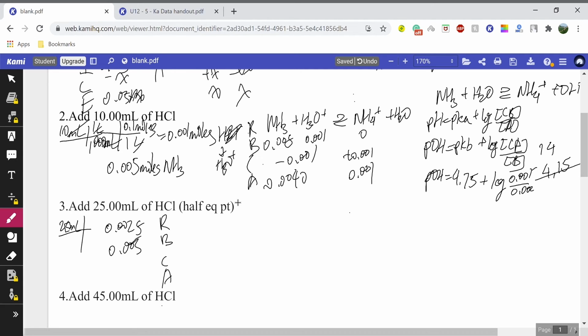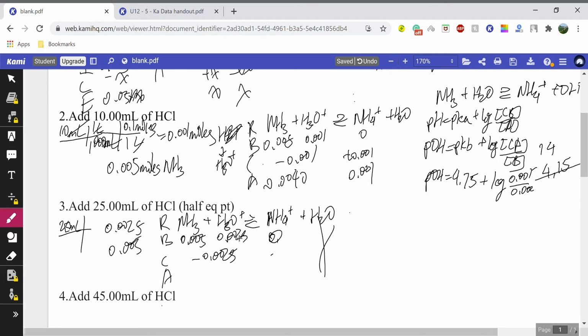Right. So we're going to set up our RICE chart, and this time we're going to add NH3 plus H3O+. Again, there is no Cl because it's a spectator ion. It's going to form NH4+ and H2O. This is going to be 0.005. This is going to be 0.0025. This is going to be 0. This is going to be 0. This is going to be minus 0.0025. So this is now gone, and this will be 0.0025. 0.005 minus 0.0025 is 0.0025. Now this is also going to be plus 0.0025, and it's going to be 0.0025.